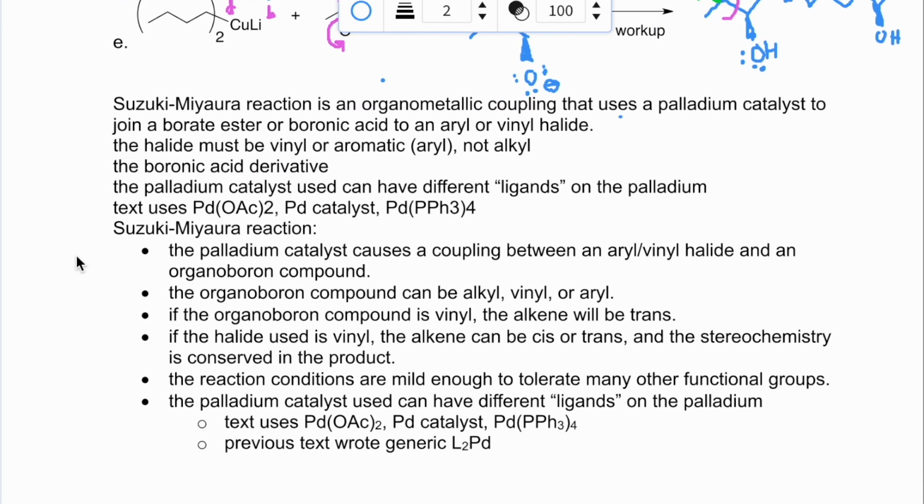Another type of organometallic coupling that uses a halide, not an alkyl halide, but an aryl or a vinyl halide, is called a Suzuki reaction, also known as a Suzuki-Miyaura reaction.